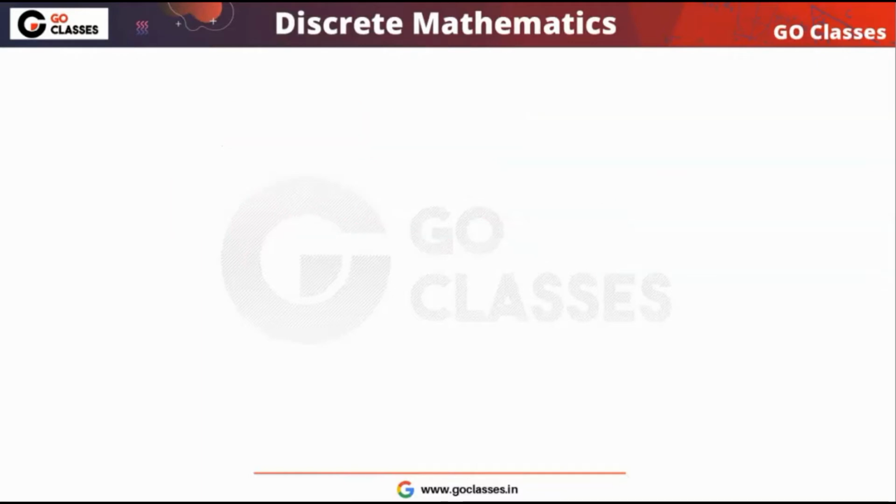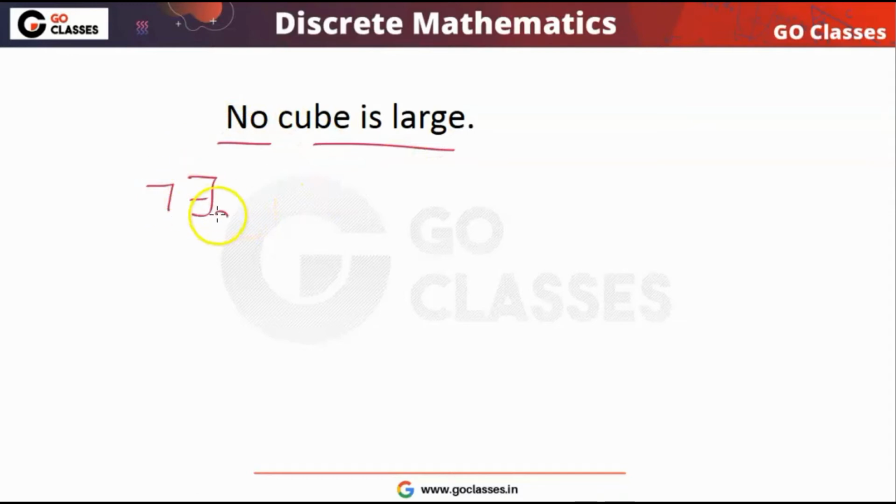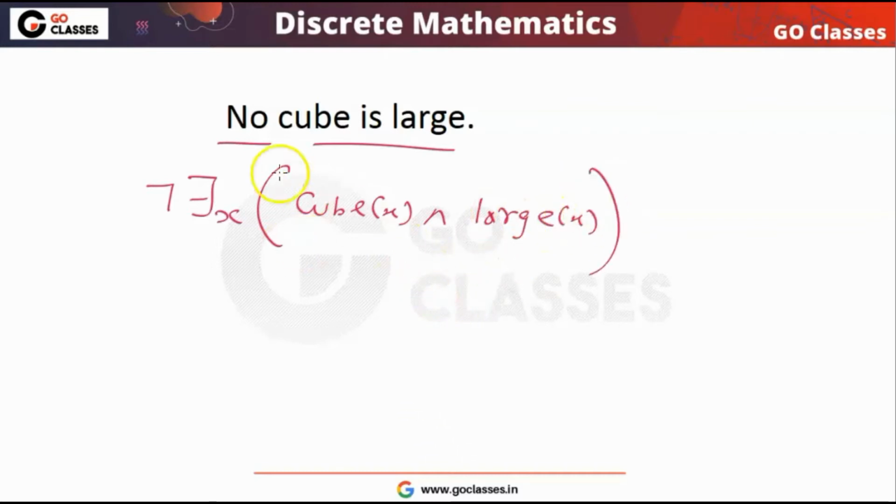Let's see another example. No cube is large. What it means? It means there does not exist any x which is a cube and which is large. It means there is no large cube. This is the point. No cube is large means there does not exist any cube which is large.